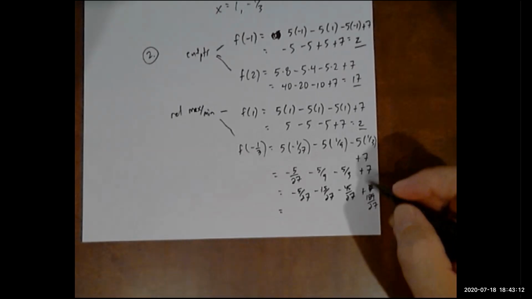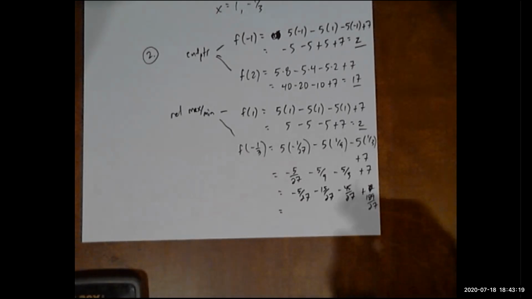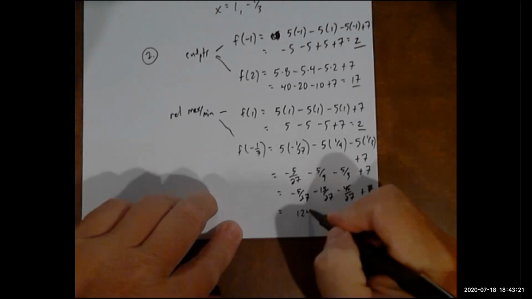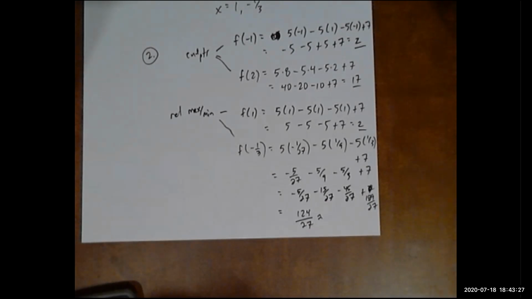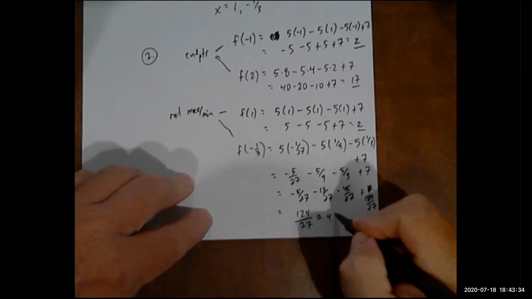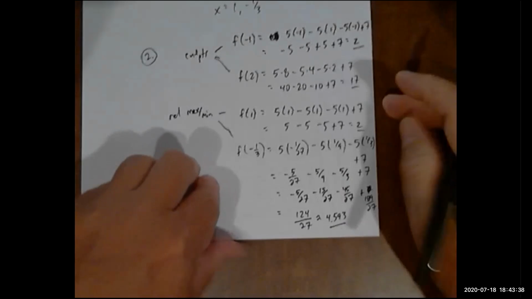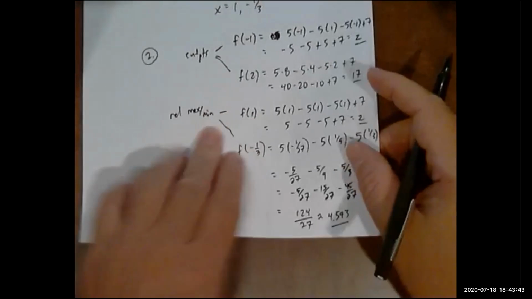So 189, it's actually minus 60, minus 65. 124. If I convert that into a decimal, 4.593. So now I have 4 values of the function to compare.